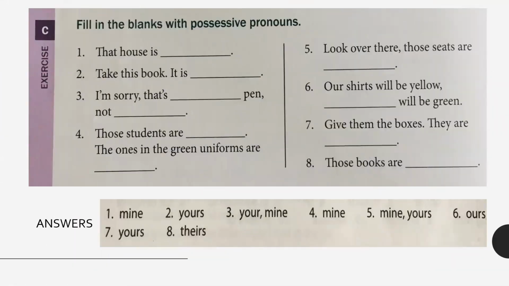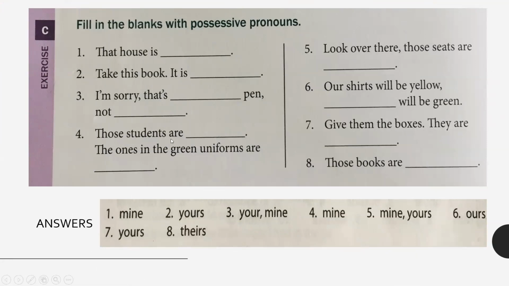Fill in the blanks with possessive pronouns. Now the answers are given below, students. We have to fill them in the blank. Number one, that house is dash. Answer is mine. So the word mine tells this house is belonging to me, possession. Number two, take this book. It is yours. Y-O-U-R-S. Don't put an apostrophe. Number three, I am sorry. That's your pen, not mine.